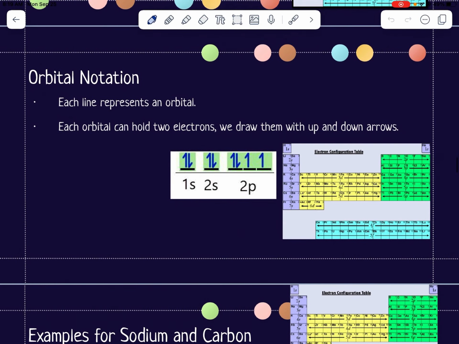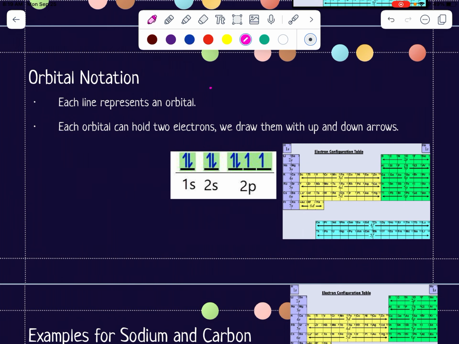So the first skill that we're going to learn is something called orbital notation. This is a model of the electrons in the atom that shows every orbital and what electrons are in it. We represent an orbital with a line, just a simple line. Each orbital can hold 2 electrons, so we represent the electrons with up and down arrows. What I have drawn right here, circled in yellow, represents one orbital with 1 electron in it. To put in a second electron, I would draw a down arrow.